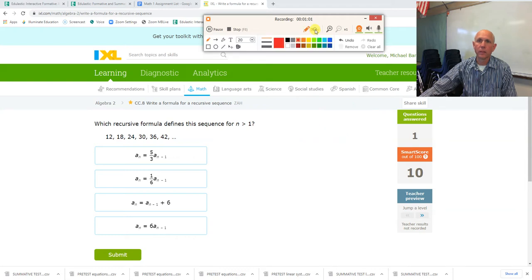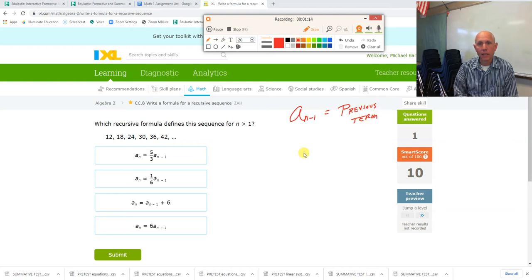So I guess the big piece here is that a sub n minus 1, we read that as previous term. And a sub n minus 2 would be read as previous, previous term. You're actually going back 2 terms. Okay, so what's going on here?